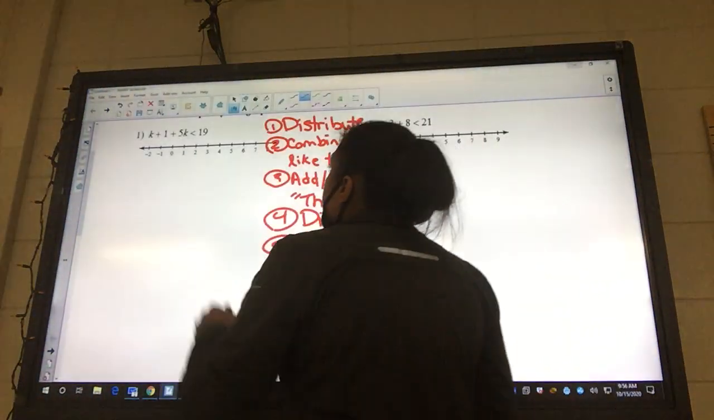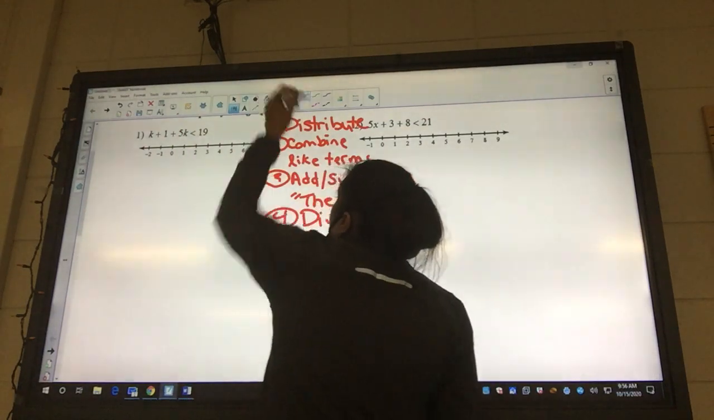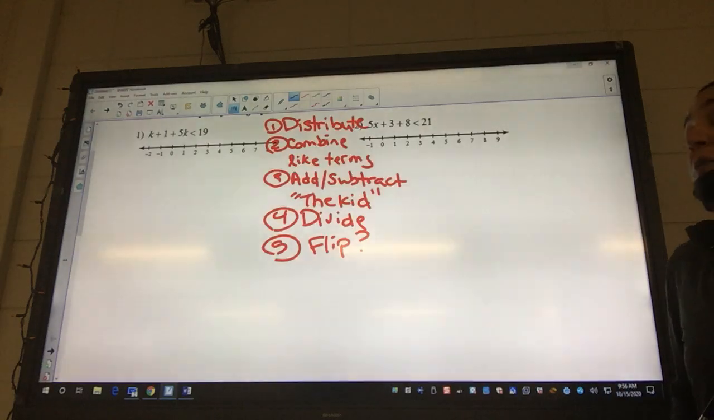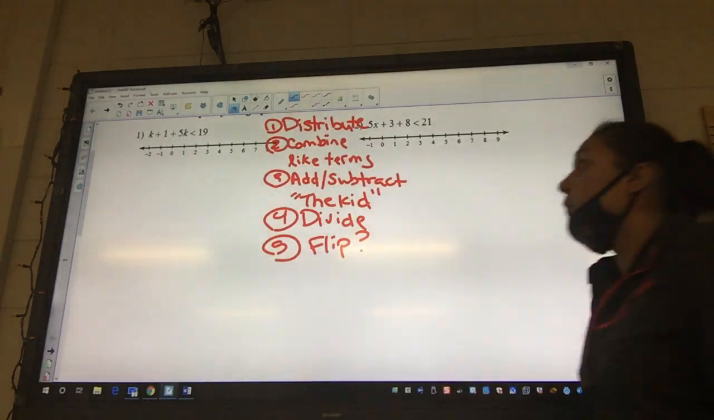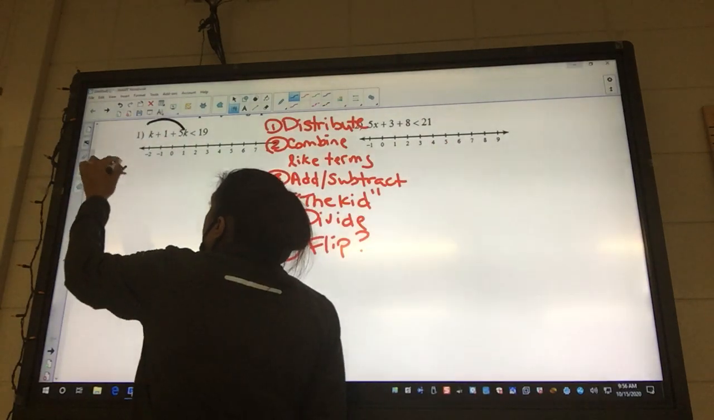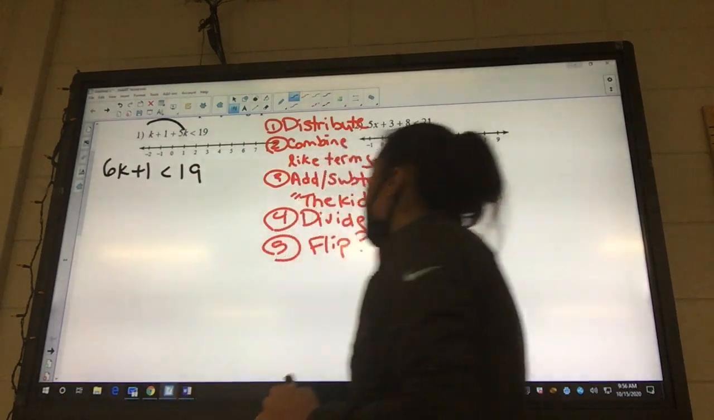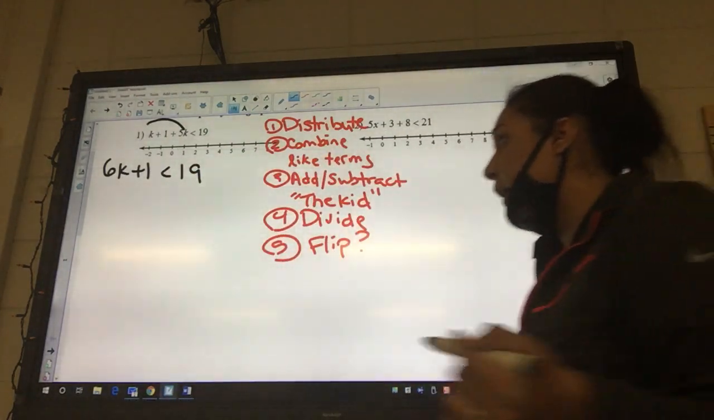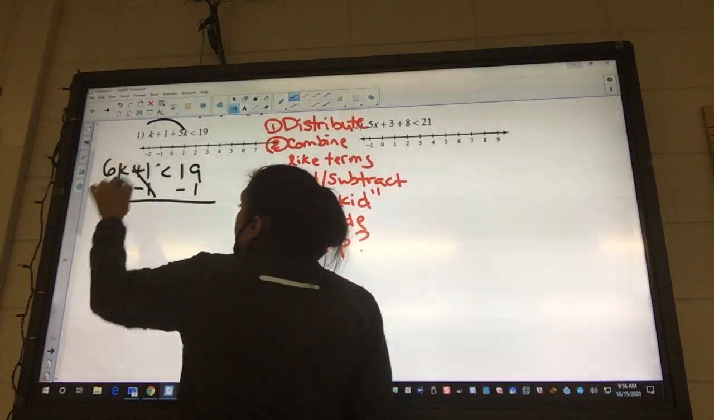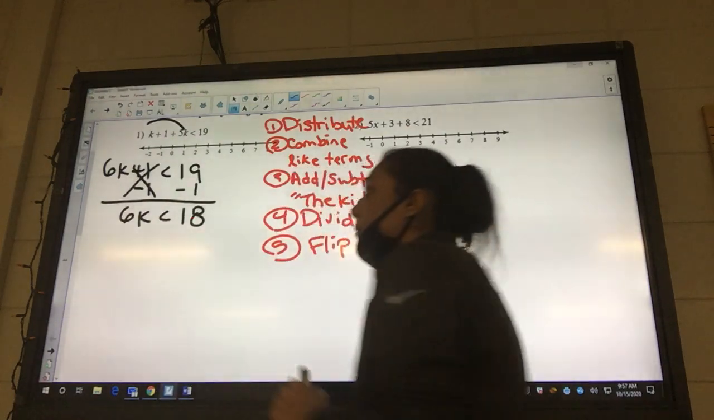There's not much difference. So if we look at number 1, do we need to distribute? No. Our next step is going to be combine like terms. Is there anything we can combine? Yes. I got a 5K and a 1K, so I'm going to get 6K plus 1 is less than 19. Add or subtract the kid, so it'll be minus 1. So I got 6K is less than 18.